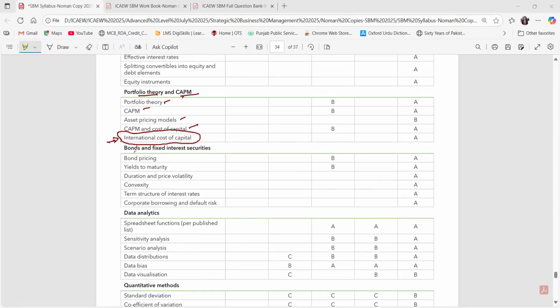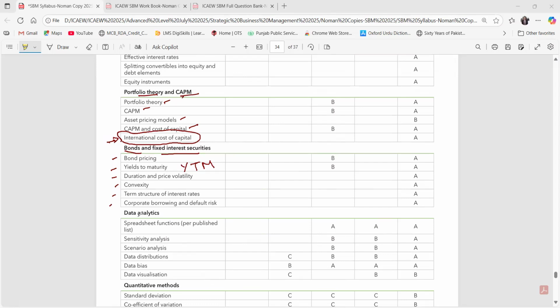Then we also have some topics starting with the other areas of financing, like bonds and fixed interest securities, bond pricing, years to maturity, or what we also call YTM, basically. Duration and price volatility, convexity, term structure of interest rates, corporate borrowing, and default risk, basically.